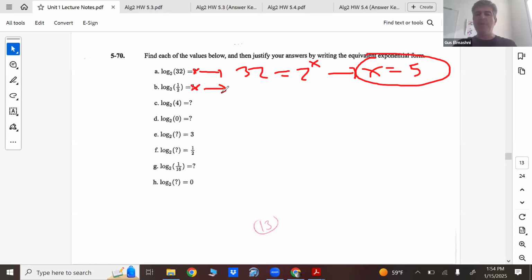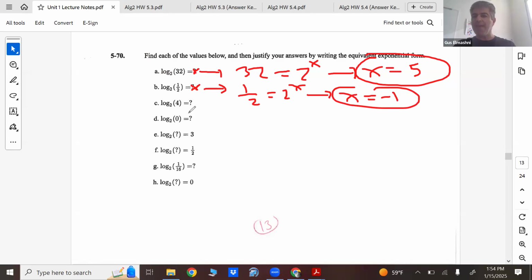Fine. Okay, let's move on. Page 13 of the notes. No worries. All right, let's move on to the next one. So 1/2 will equal 2 to the x power. What would x equal in this case? Perfect. Good. Okay, let's go through.